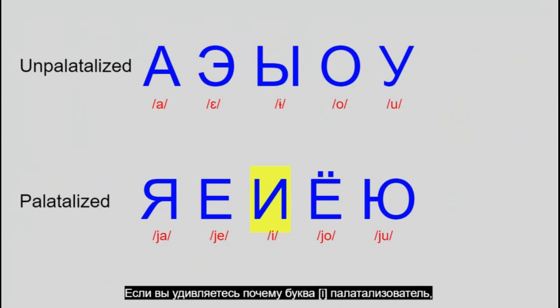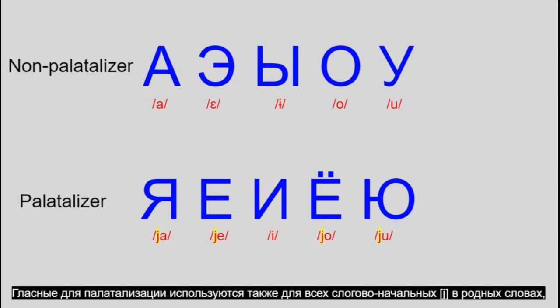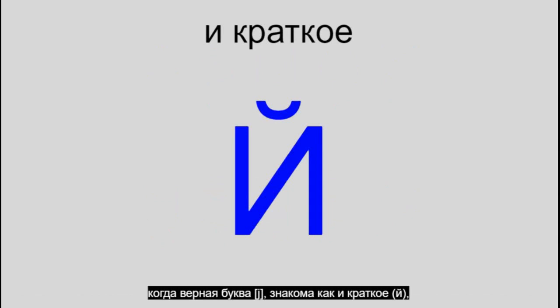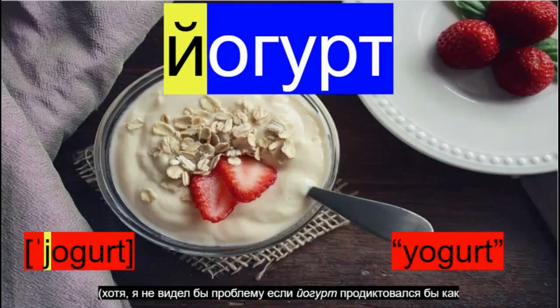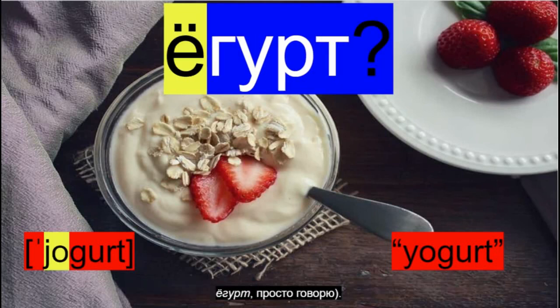If you're wondering why the E character is a palatalizer, it's because it can be said in different situations as either E or YE. The vowels for palatalization are also used for any syllable-initial y's in native words, while the actual y letter, known as ikratkoye, is used in final positions in loanwords, although I wouldn't see an issue spelling yogurt like yogurt, just saying.